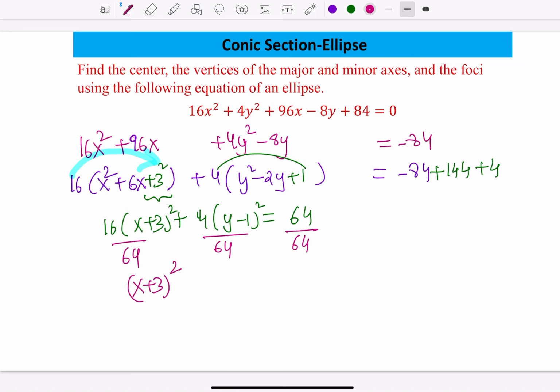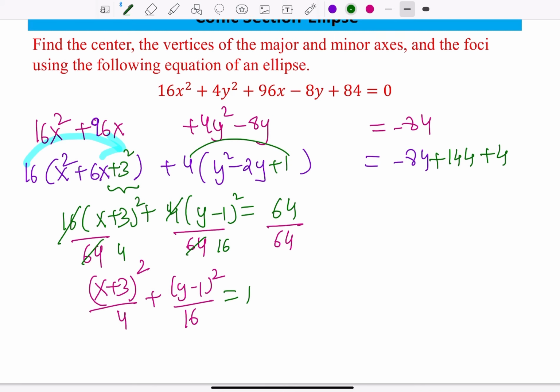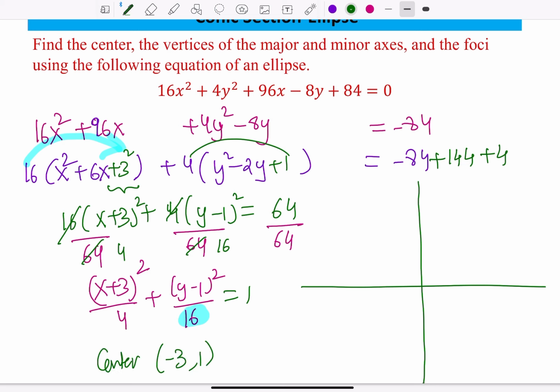(x plus 3) squared over 4 plus (y minus 1) squared over 16, because we can cancel between the fractions here, equal to 1. So this is the ellipse that I will be graphing here. This ellipse has a bigger number under y, and the center is shifted as well. So we have to be careful now. The center is shifted. So the center for this ellipse is negative 3 and 1.